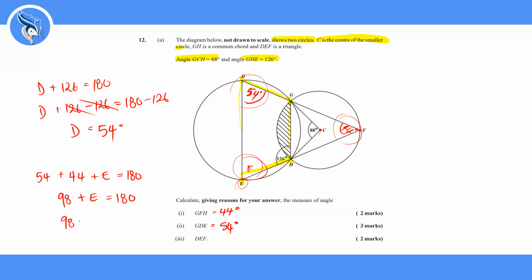Now 98 minus 98 plus E is equal to 180 minus 98, because you have to subtract 98 on two sides, right? To keep the equation equal. So now 180 minus 98, that's 82 degrees. That means that this here is 82 degrees. And if you add it up, 82 plus 54 plus 44, you should get 180. If not, your answer is wrong. All right, so I hope these were clear.